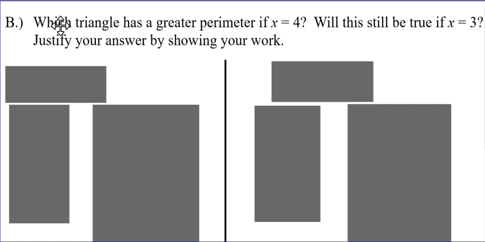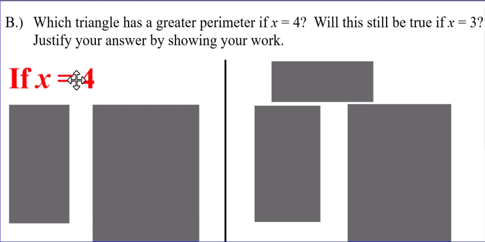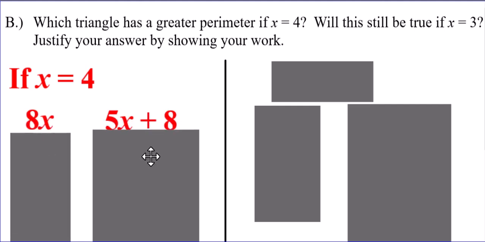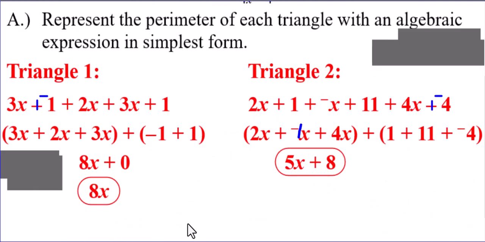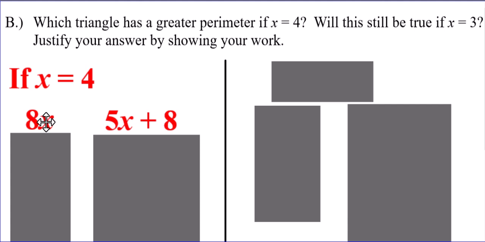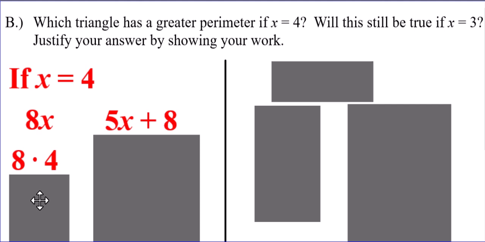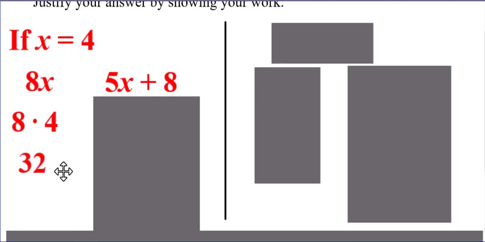Part B. Which triangle has a greater perimeter if x equals 4? And will this still be true if x equals 3? Well, there's only one way we're going to find out. We're going to justify our answer by showing our work. So, left-hand side is where I'm going to take the perimeters that I already had from above. Remember these guys? 8x and 5x plus 8. And I'm going to replace the x with the 4. Now, that doesn't make this 84. This is 8 times 4. That's what 8x means. 8 times x. 8 times 4, boom, 32.